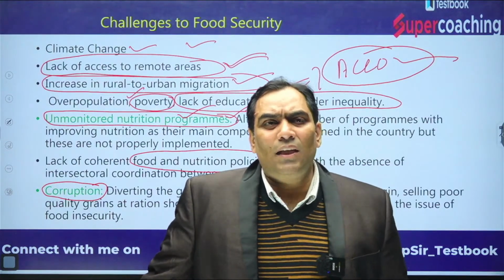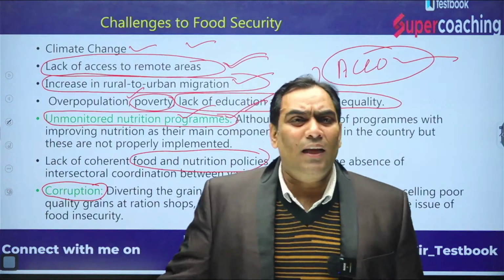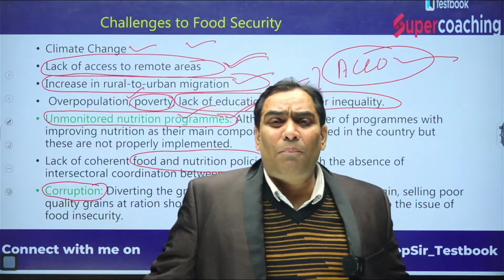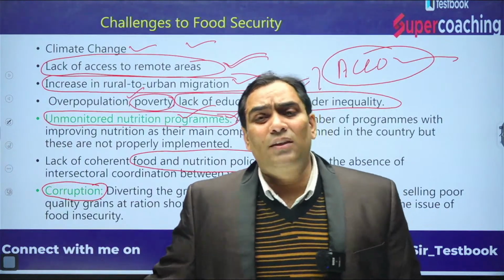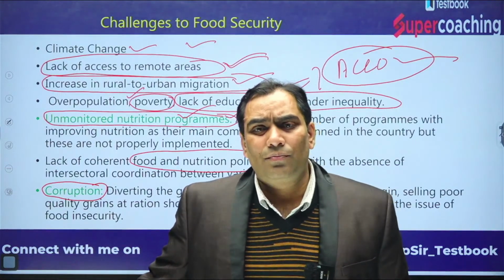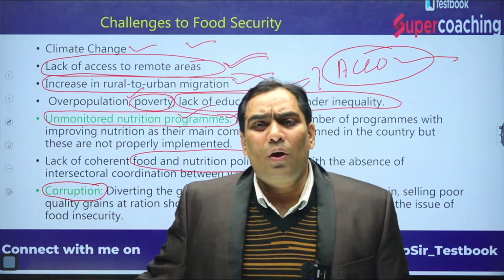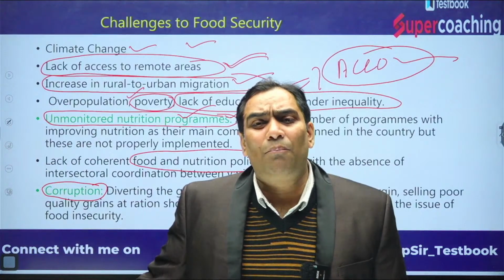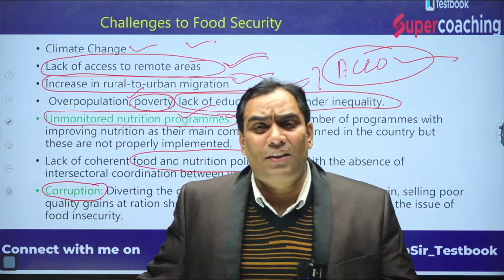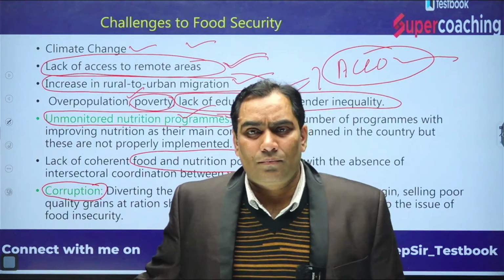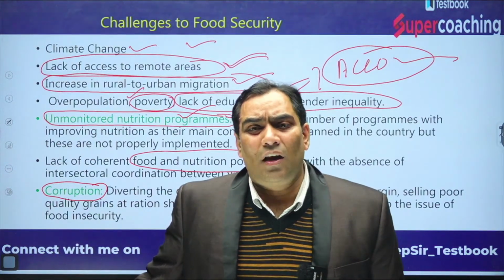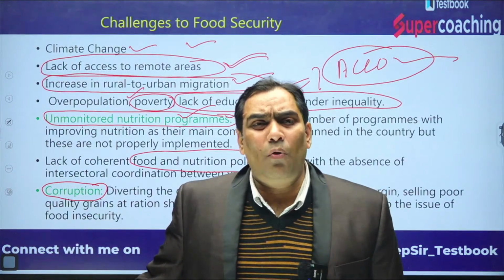So what are the challenges? We can say there is climate change. In climate change, 60% of agriculture in India is dependent on monsoon, and there is erratic behavior of monsoon. Not only this, there is an average increase in the earth's temperature, because of that there is seasonal change. There is lack of access to the remote areas, lack of food access to the remote areas.